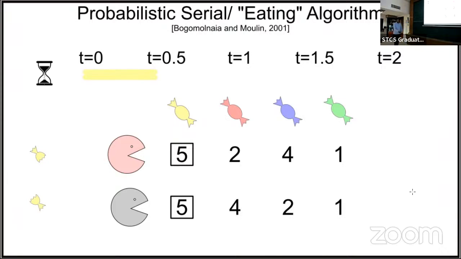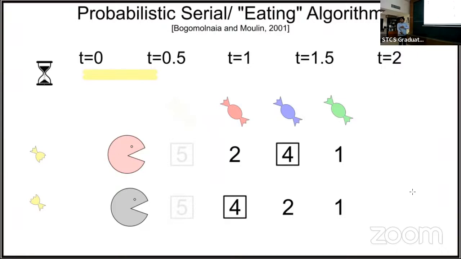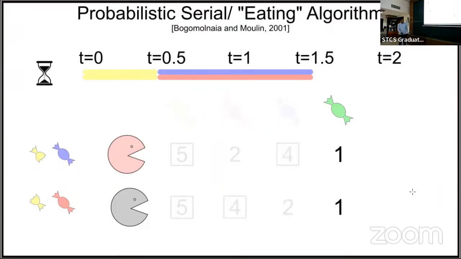Alright, cool. So the yellow candy is gone. Now red agent's favorite remaining item is the blue candy. For gray, it's the red candy. So now they can eat in an uncontested, non-conflicted manner. Over the next minute, they'll both consume their favorite remaining items. So red consumes the blue candy and gray consumes the red candy. And so those are gone as well. And now we're left with green. Again, it will take half a minute to finish it. So that's how this algorithm works.